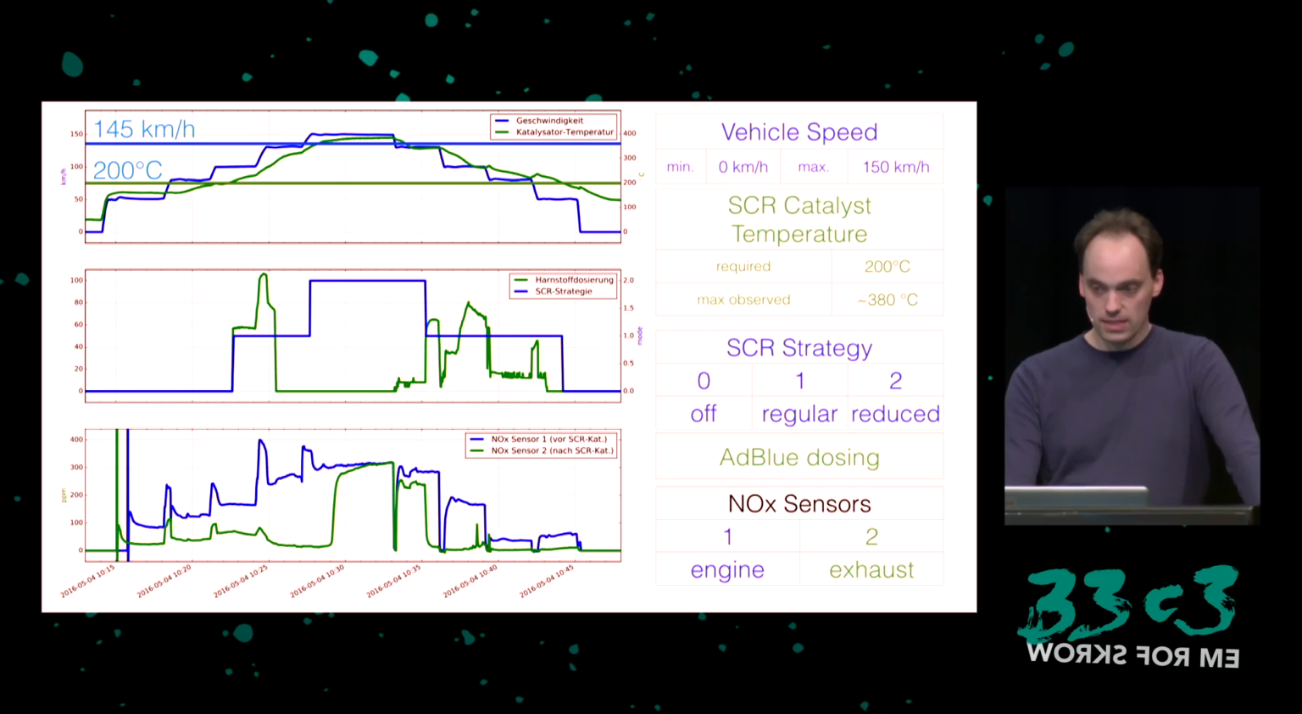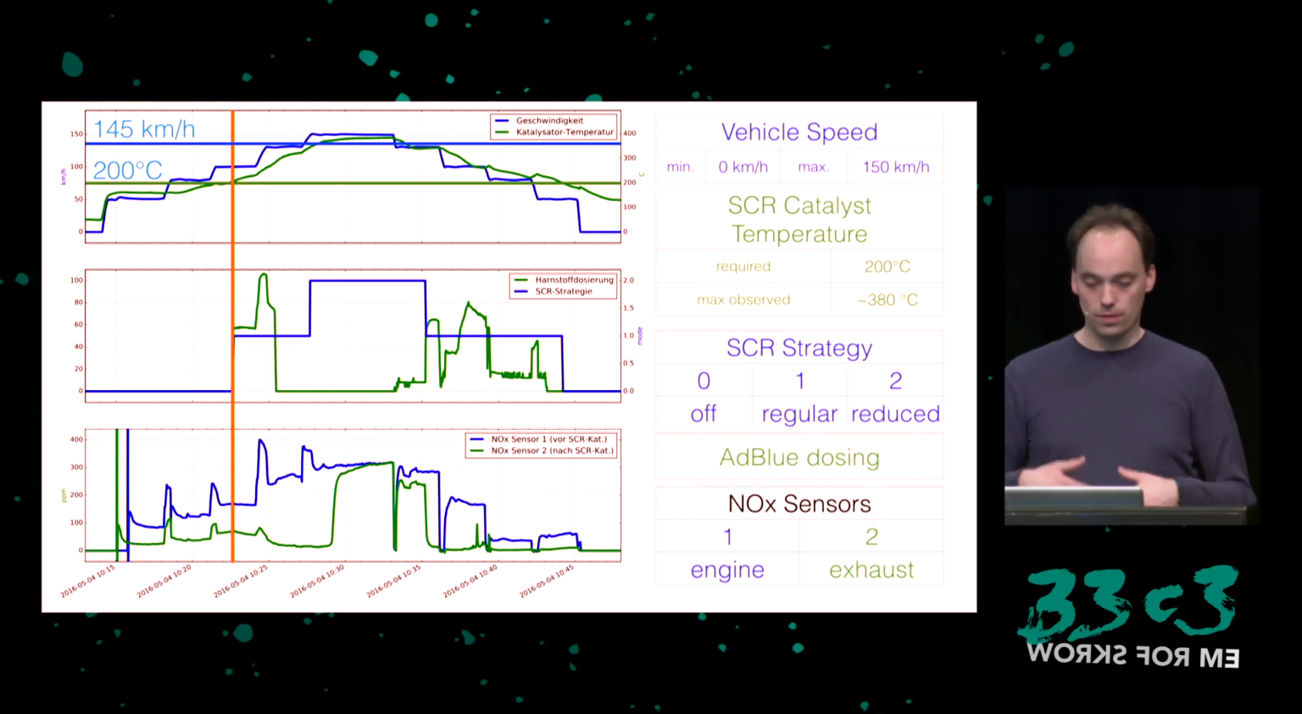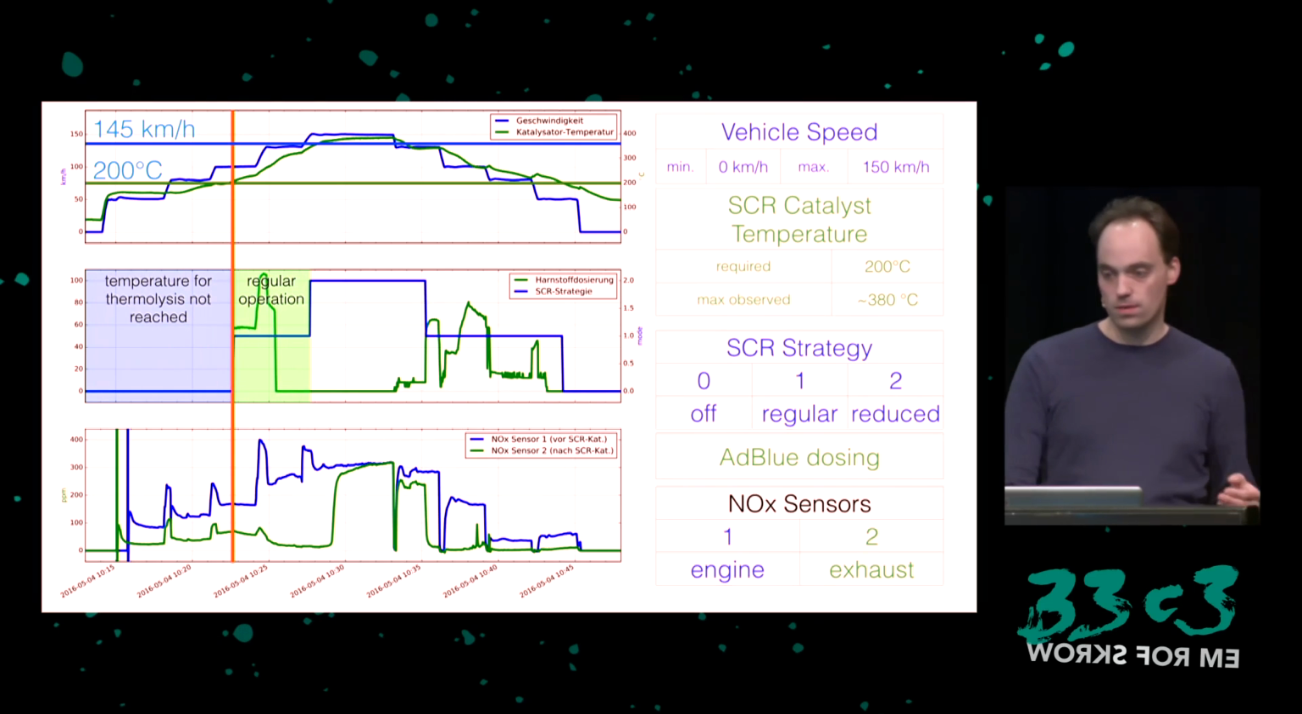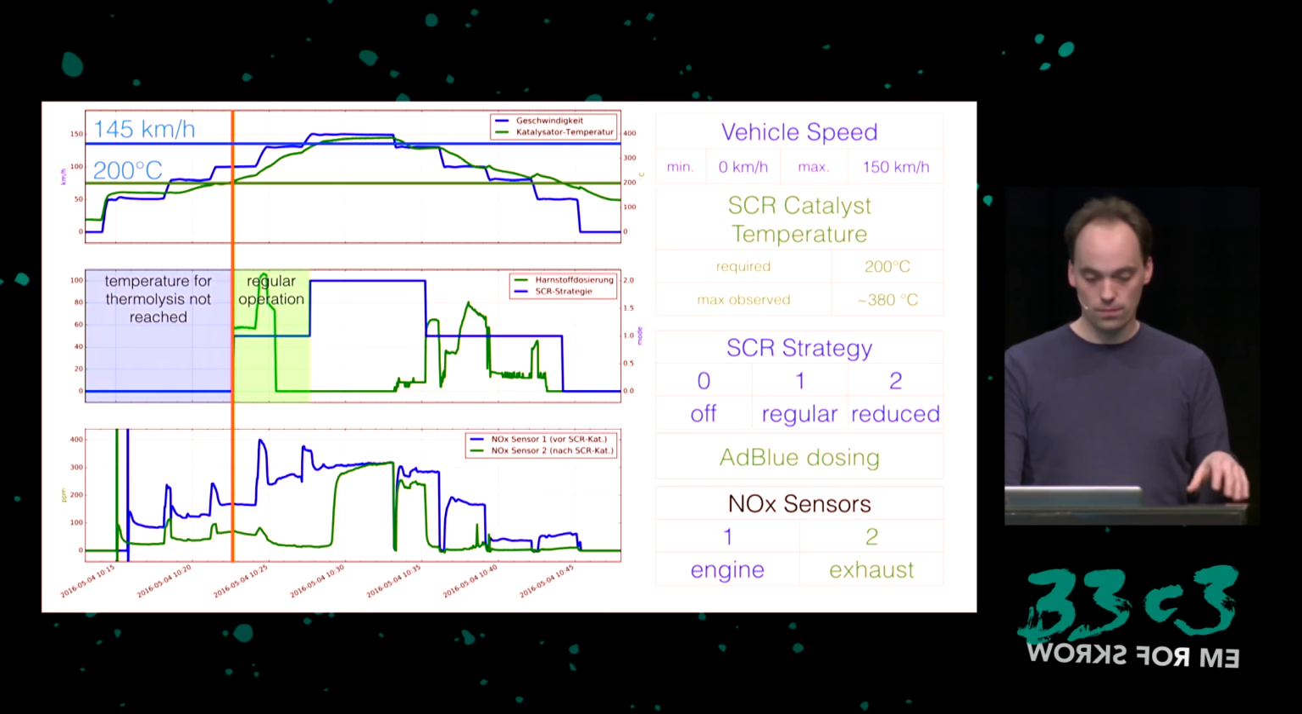So nothing happens until the point where we reach 200 degrees Celsius at the catalyst. Until that point, as I said, the temperature does not allow AdBlue dosing, and then it starts dosing quite a large amount of AdBlue.